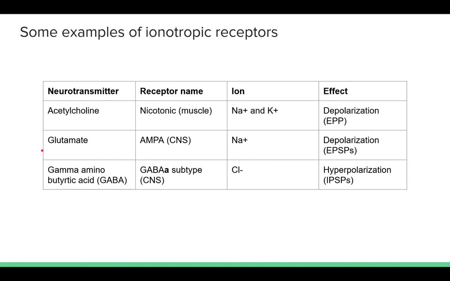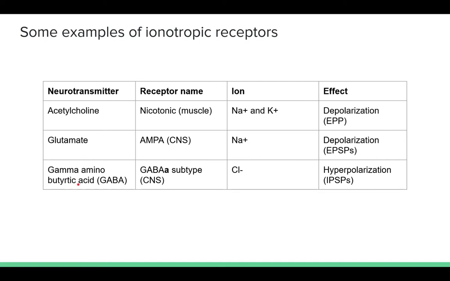So I just mentioned glutamate. In the central nervous system, when glutamate is released, the ionotropic receptors that it will bind to are called AMPA receptors. AMPA receptors are neurotransmitter-gated ion channels, and when glutamate binds to them, they open and allow sodium into the cell. And hopefully by now you know what happens when we let sodium into the cell. We're going to get a depolarization. We're going to increase the membrane potential, excite that cell, and get it closer to firing.